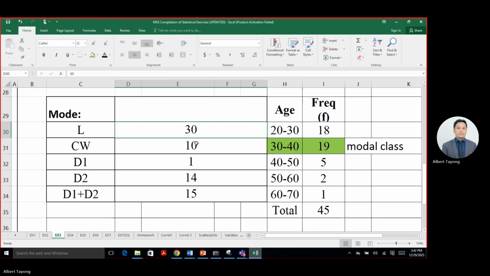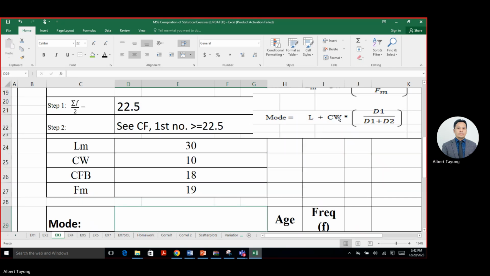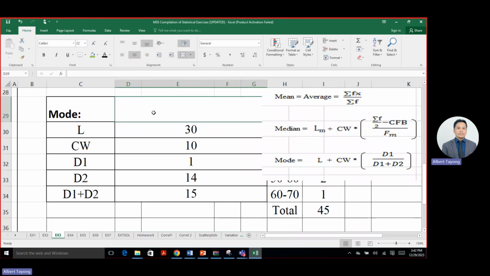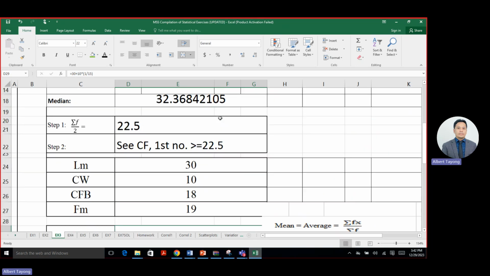So we have all of these values. So you can now drag the formula. The mode is equal to the lower bound, the L, plus 10 CW multiply D1. Our D1 is 1 and 15 is our D1 plus D2. So 30 is the L, CW is 10, multiply, open and close, our D1 is 1, and D1 plus D2 is 15. So the answer is 30.666.